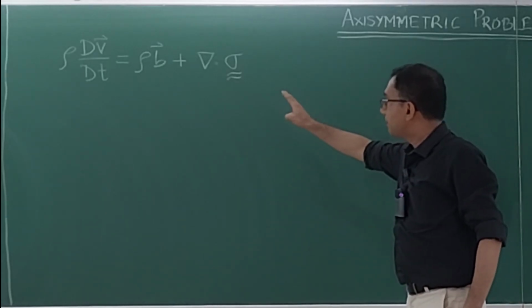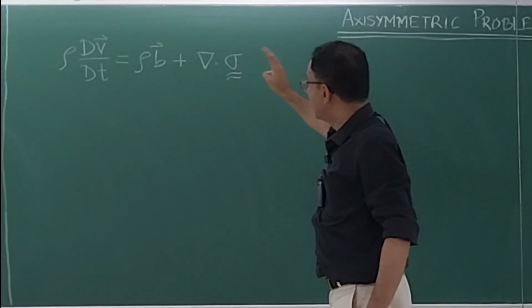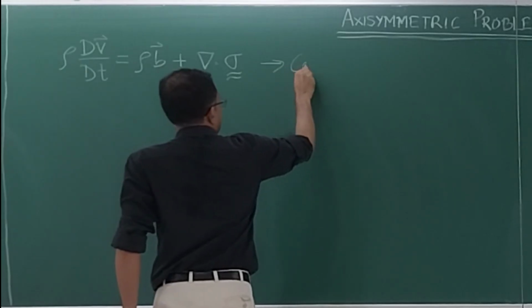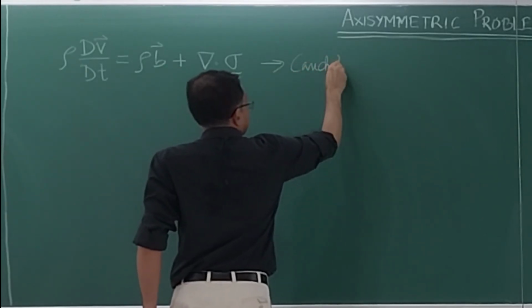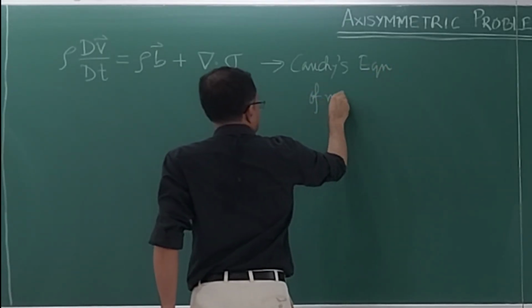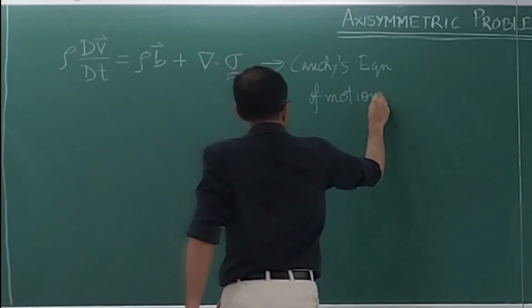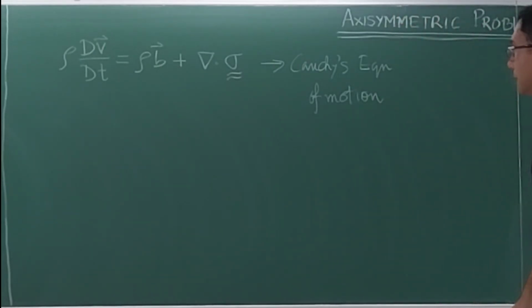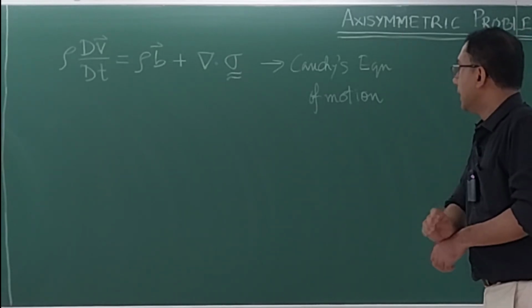Now, this equation has a name, it is called Cauchy's equation of motion. The same Cauchy that we encountered earlier. Why Cauchy and not Newton? Because Newton did not express it in this particular form. He was not dealing with the stress tensor and things like this. Those came much later, thanks to Cauchy and others.